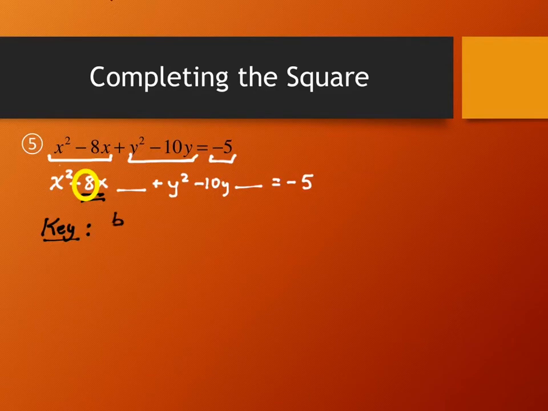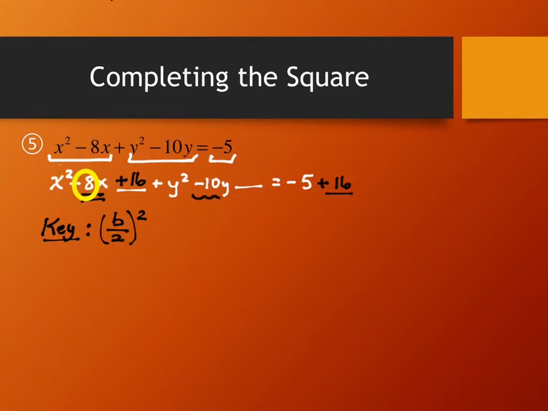So you're going to take that b value, divide it by 2, and square it. In the case of our negative 8, divided by 2 is negative 4. Negative 4 squared is 16. But if I add 16 to the left, I have to also add 16 to the right. So they're compensated, right? They're balancing.